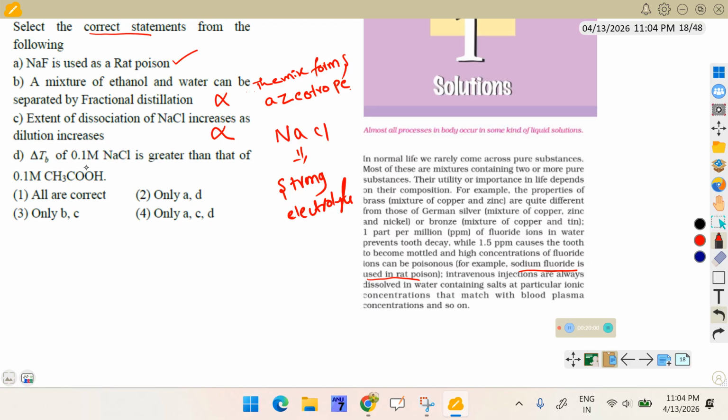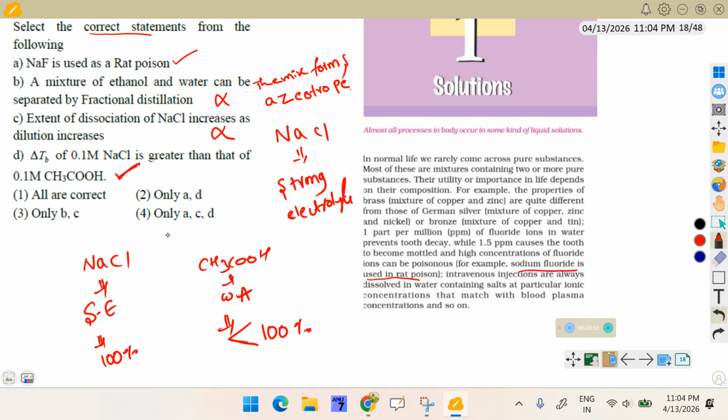Delta Tb of 0.1 molar NaCl is greater than that of 0.1 molar CH3COOH. Yes, this statement is also correct. NaCl is a strong electrolyte. CH3COOH is a weak electrolyte. Strong electrolytes are 100% ionizable. Weak electrolytes are less than 100% ionizable. Number of solute particles increases, boiling point increases. Based on that, second option correct.